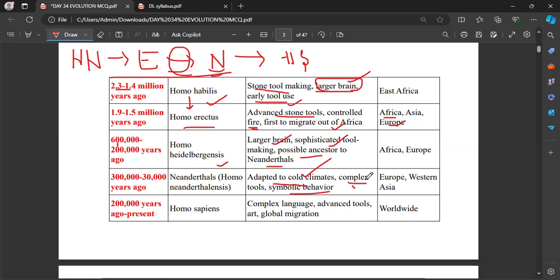See, their brain size, they started thinking critically. Here, in this particular species, once again Europe and West Africa. And after that, Homo sapiens, we come into the picture. Here, a complex language, advanced tools, art, and global migration. Now, this is the species that we can find worldwide.